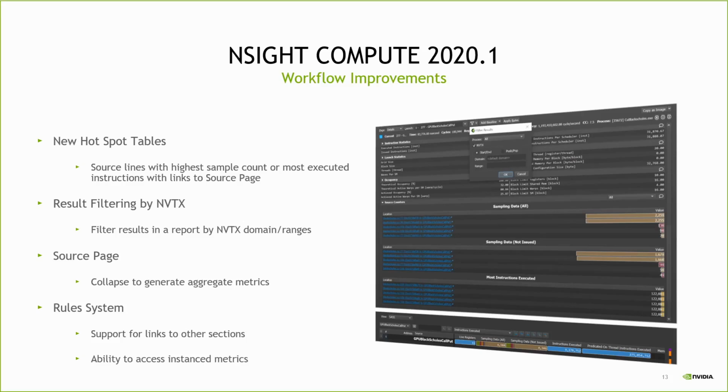We also allow on the source page that you can get aggregate metrics, which means if you have a report that has only a single function or multiple functions, you can now collapse it and see the results at the bottom. That's the bottom screenshot, where you can see for a single function all the aggregate metrics. If you have large code bases, that helps a lot to drill down into that. And we have improved our rule system, where you can access instance metrics and have links to other sections, which we will show in the live demo later too.